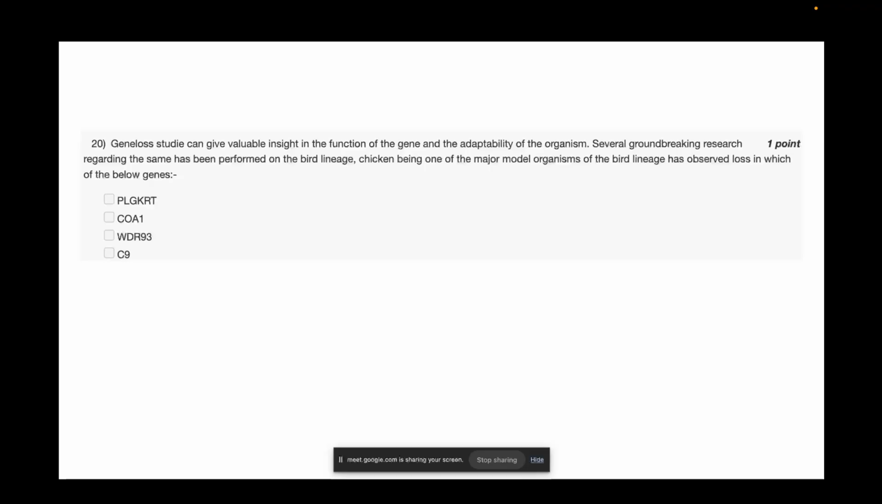Okay, final one. For this one, I also am not very sure about the answer. I think the options are like all of them. Yeah, all of them are correct. If you see, there have been studies done in all of these genes, in terms of loss of function in genes and how it can affect the adaptability. So these are bird specific genes that have been studied.